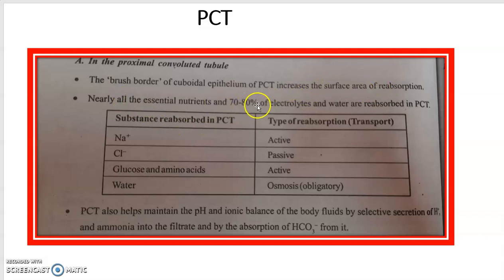Nearly all the essential nutrients, 70 to 80% of the electrolytes and water are reabsorbed in the PCT. Na+ is reabsorbed by active transport using ATP. Cl- without using ATP, passive. Glucose and amino acids reabsorption occurs in an active manner. And water, very important one, by osmosis. It was asked in a previous NEET exam. The PCT also helps to maintain the pH and ionic balance of the body fluids by selective secretion of H+ and ammonia into the filtrate, and by the absorption of HCO3- from it.